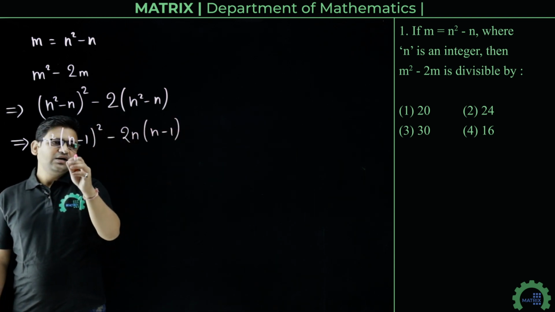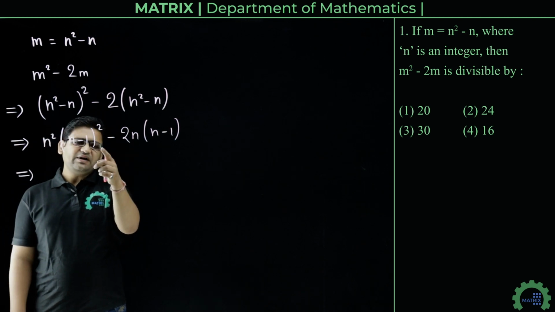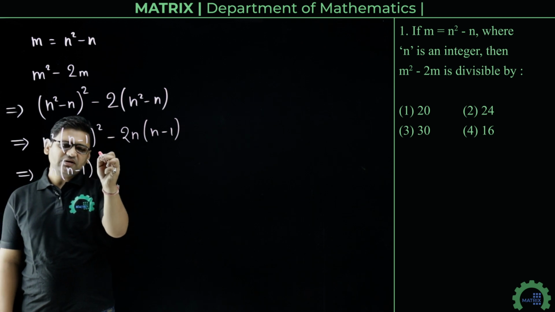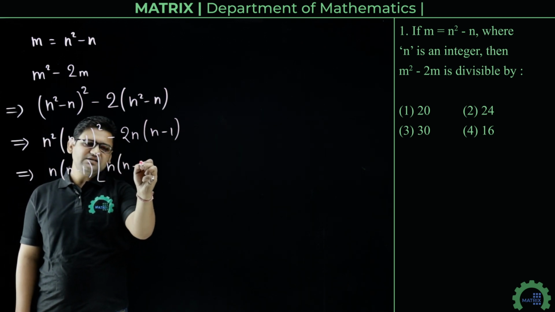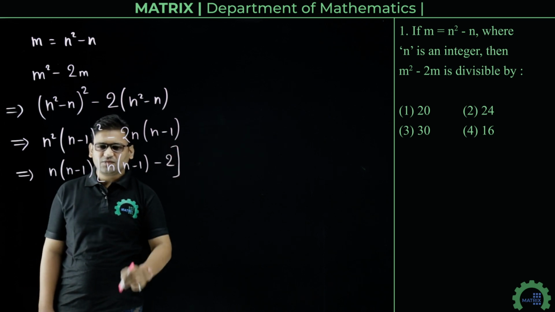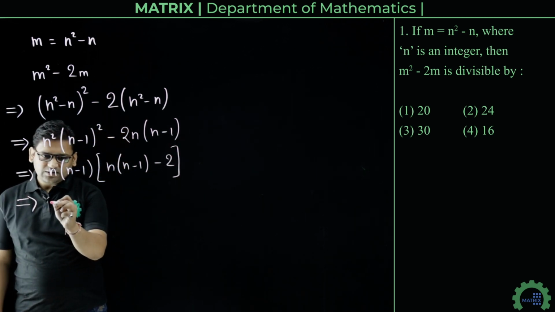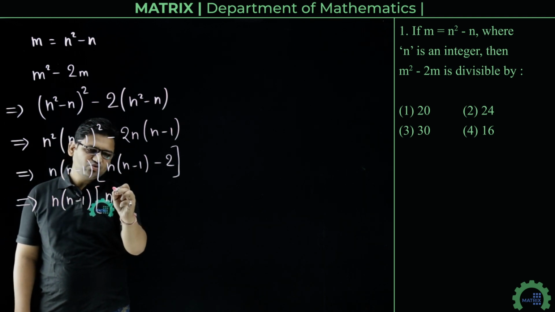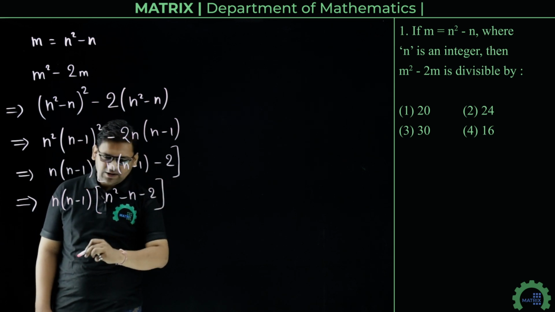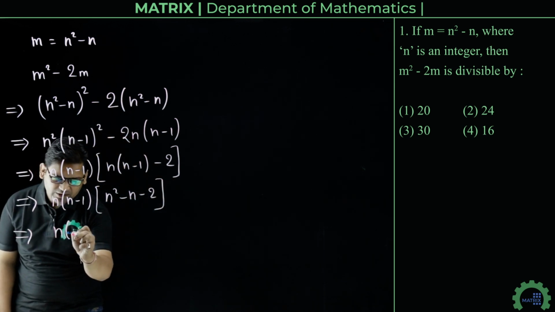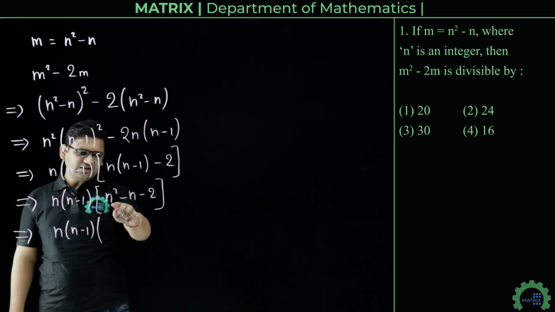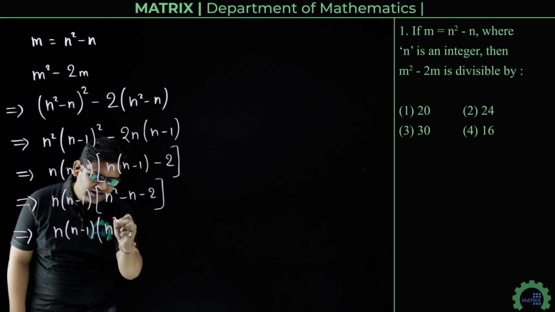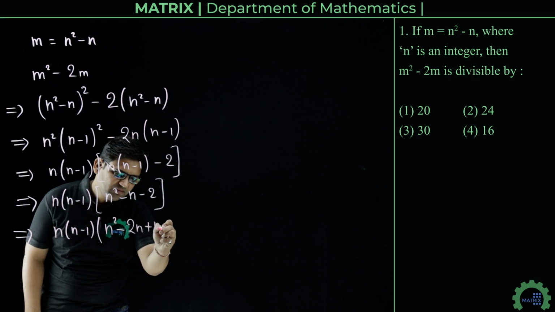Now n into n minus 1 is common in both the terms. So n multiplied by n minus 1 is common and we get n into n minus 1 minus 2. Again n into n minus 1, and that is n square minus n minus 2, n into n minus 1. When we factorize this, using the middle term splitting method we can write this as n square minus 2n plus n minus 2.